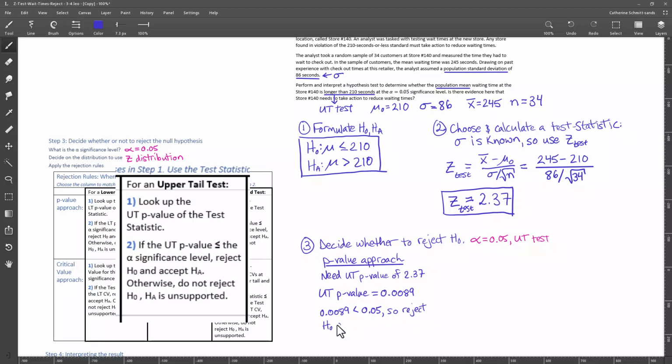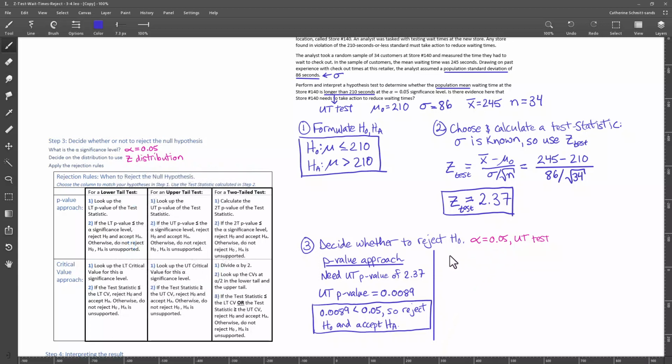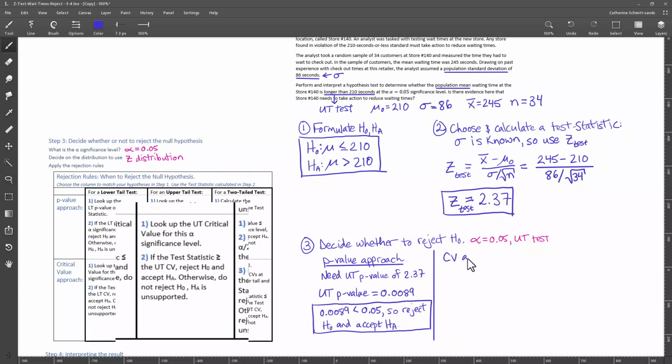If our p-value had been greater than alpha, we would be in the otherwise condition and we would not be able to reject H0. But in this case, we can reject H0 because our p-value is less than alpha. Let's turn to the critical value approach. We have a different set of rules.